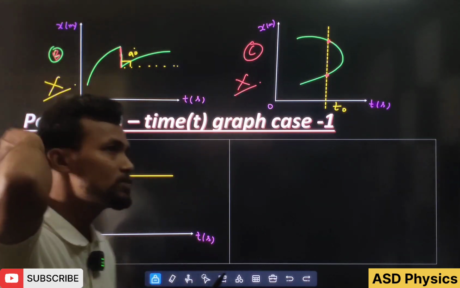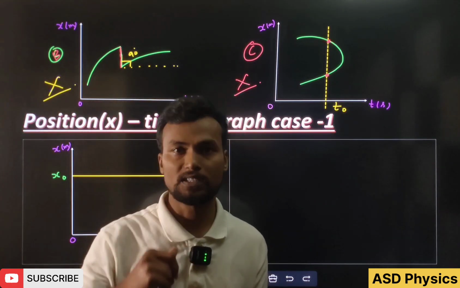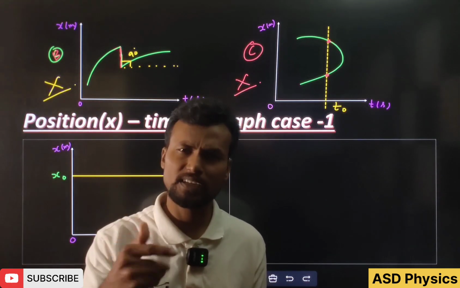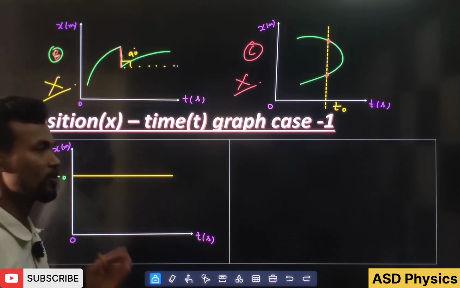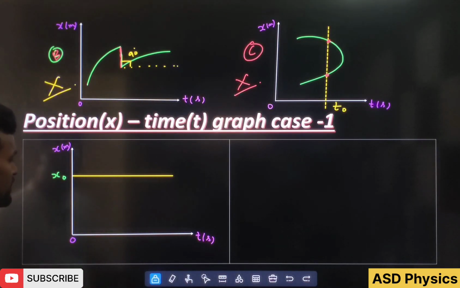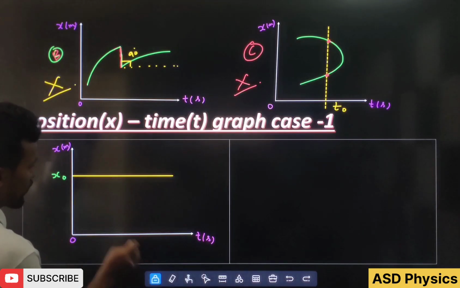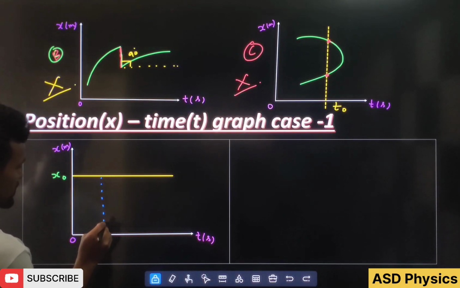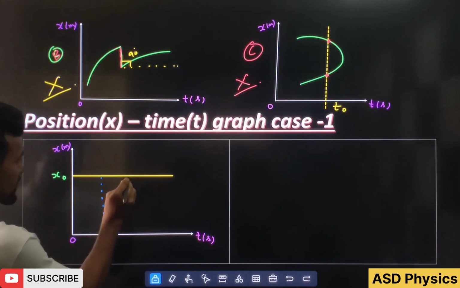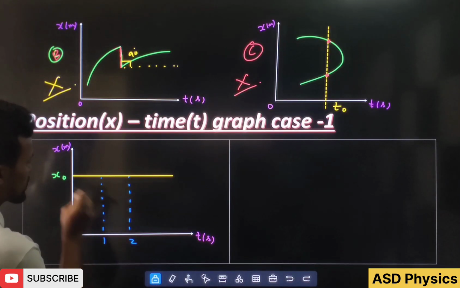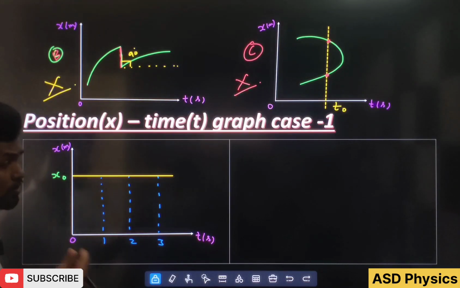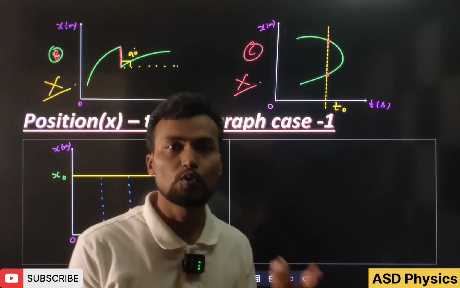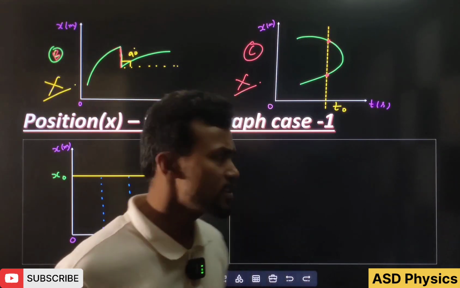Even if the object is moving along the y direction, we can write y-t. If the object is moving along the z direction, we can write z-t. But by default we are taking x-t. Now you can see very well when the time is passing, let's take for example, if the time is 1 second, position x naught. If the time is 2 seconds, position x naught. When the time is 3 seconds, position x naught. So you can see with the time, the position of the object is not at all changing.